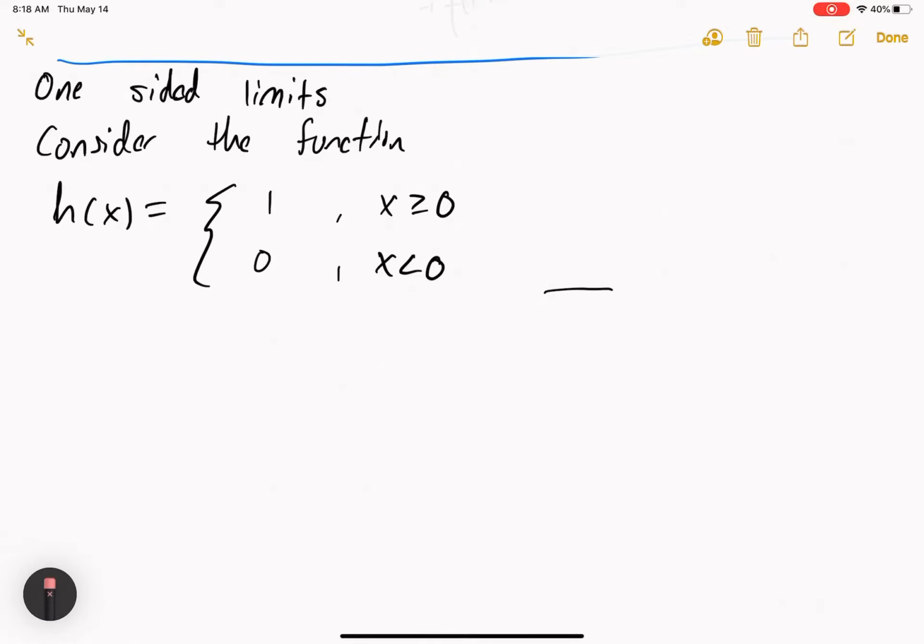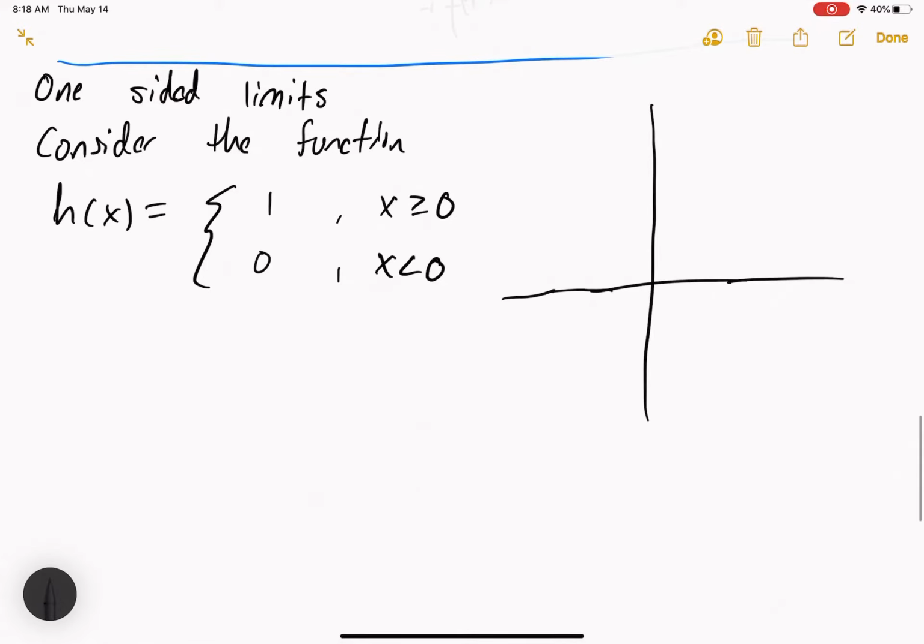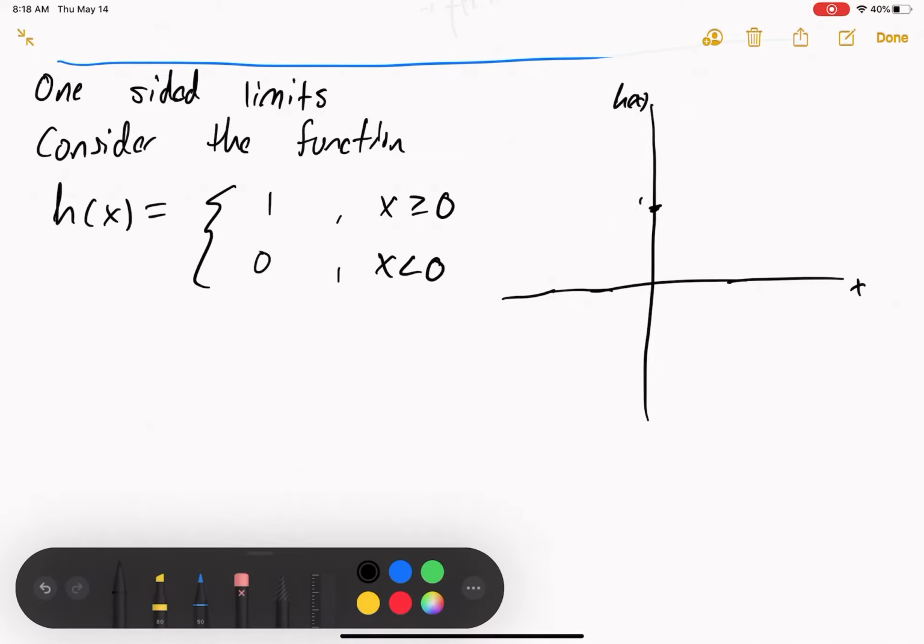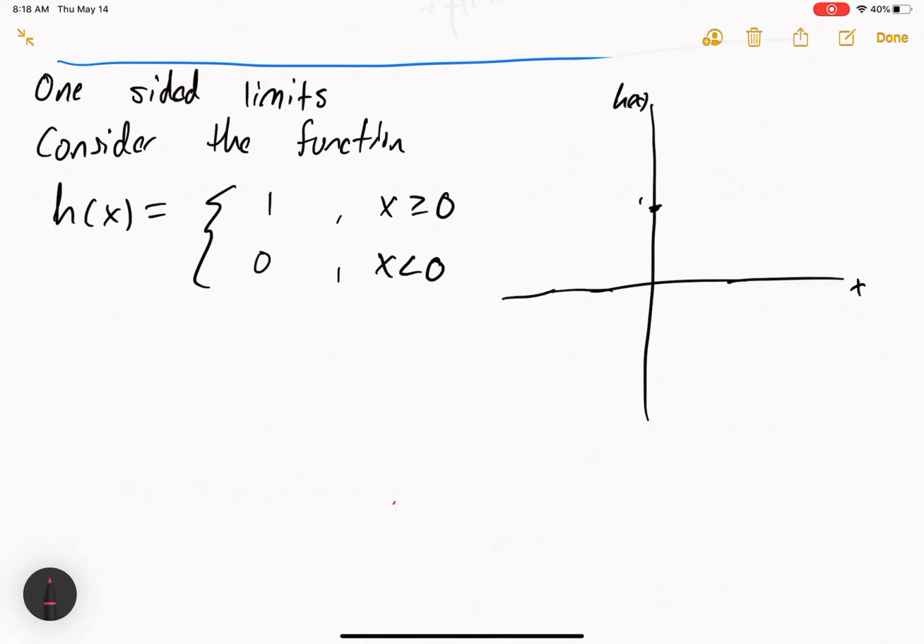Alright, so this will be 1, and let's call that the y value, the h of x, and we call this x. Alright, so as h of x is going to be 0 for all values less than 0, this function is just going to be approaching 0, and then there's a little hole right there. And then it's going to be 1 whenever x is greater than or equal to 0. So it's going to be 1 here, a filled-in circle, and then it's going to stay at 1.